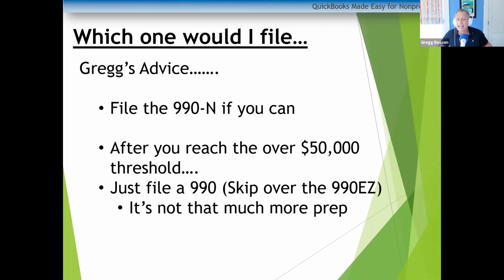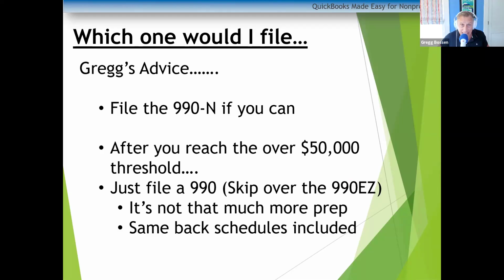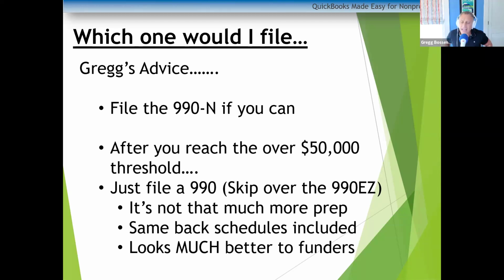Why? As I said, it's just about as much preparation work. The back schedules are all still included with the EZ as they are with the regular 990. And if you give a 990 to a funder, it's going to give them a lot more information. It's going to look a lot better, and it's going to give you the ability to advertise. Particularly if you're not getting audits, this is your chance to let funders know what's going on with this theoretically objective document that has been sent to a third party, the IRS, the 990. So you want to make that look as good as possible.